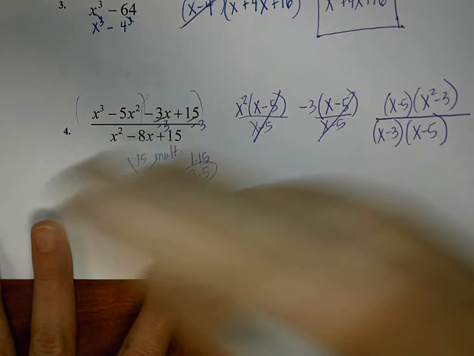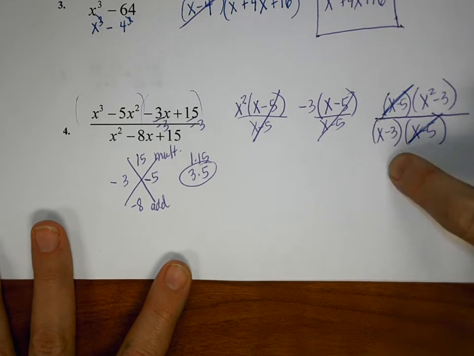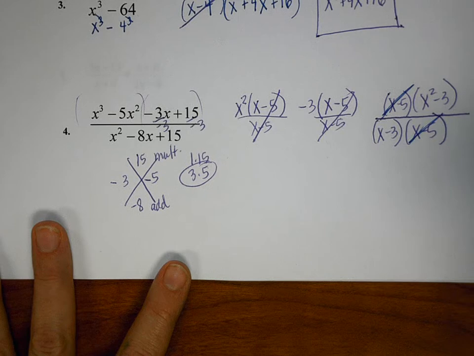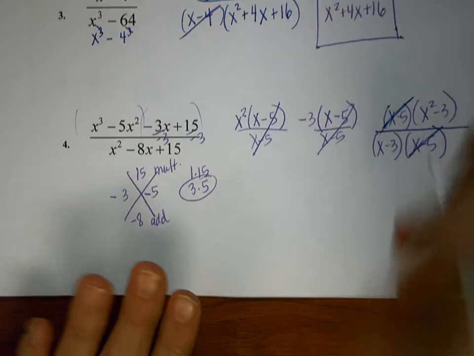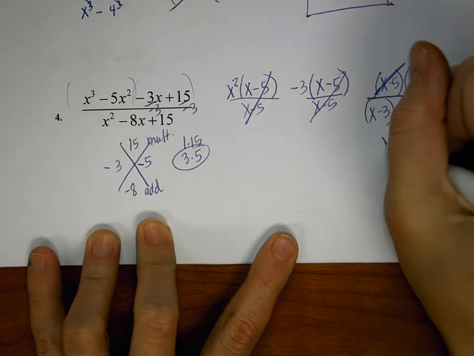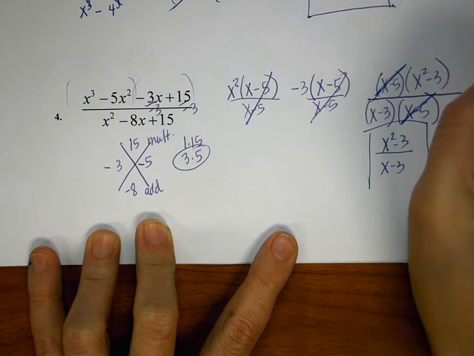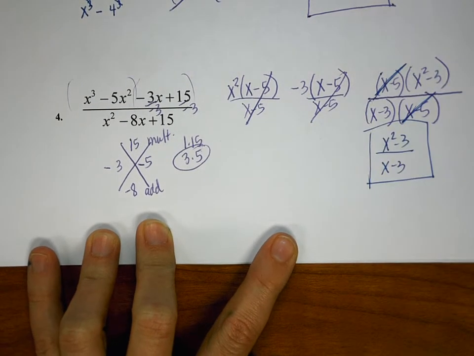Hopefully you notice the x minus 5's match. Do the x squared minus 3 and an x minus 3, are those the same? Hopefully you're saying no. This has an x squared, so it is totally different than a plain x. So since that can't reduce, my final answer here is x squared minus 3 over x minus 3. Okay, moving on.